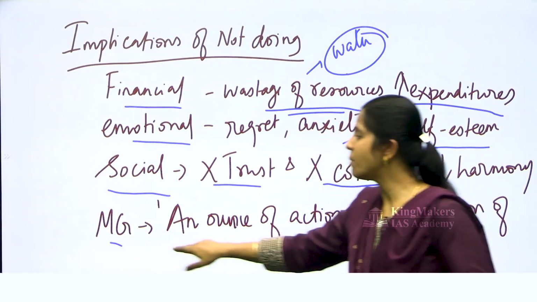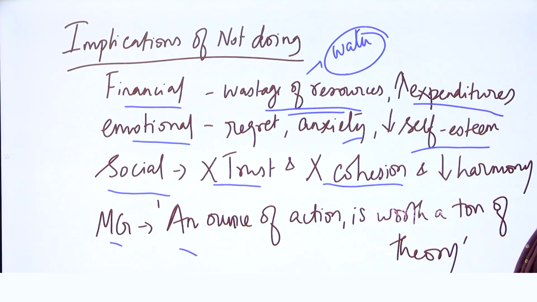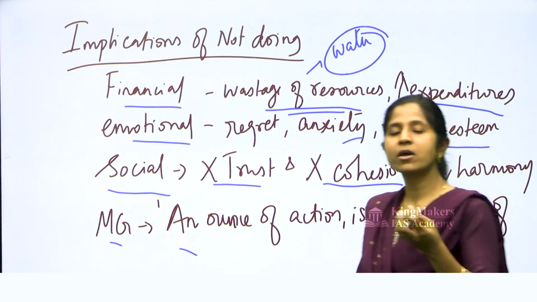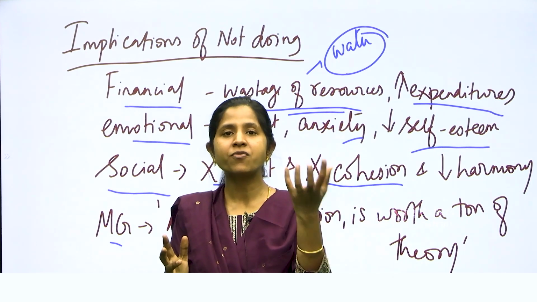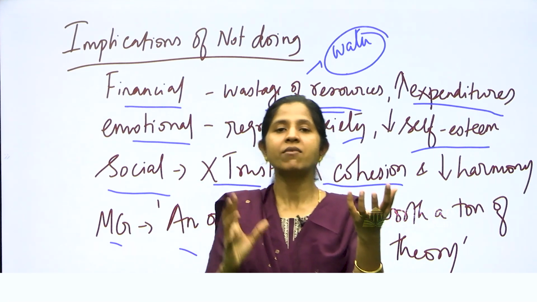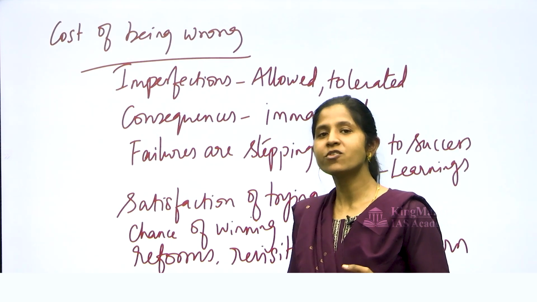And you can also quote Mahatma Gandhi's quote that an ounce of action is worth a ton of theory. So he's comparing action with theory. He's saying action is very, very important compared to just giving a theory. That's very important. Cost of being wrong, again. So this is very, very important.